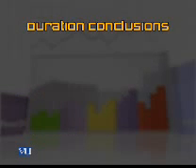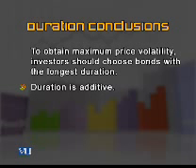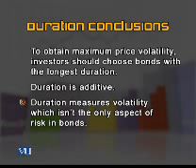Kya conclude kiya humne duration? What did we infer from all this talk about duration? We concluded that to obtain maximum price volatility, investors should choose bonds with longer duration or longest durations. And remember, duration is additive. Also, duration measures volatility, which isn't the only aspect of risk in bonds. Ye humne conclude kiya tha apni durations ki jo bhi humne discussions ki thi. Yadi ye important hai ki duration add hota jayega, and we choose bonds with the longest duration for our better diversification of portfolios. Portfolio means hum bonds ko isliye include karte hain ki ye zara sa balance lati hai hamare risky assets jo ke stocks hain, and this becomes a lesser risky or riskless asset to be included in a portfolio.